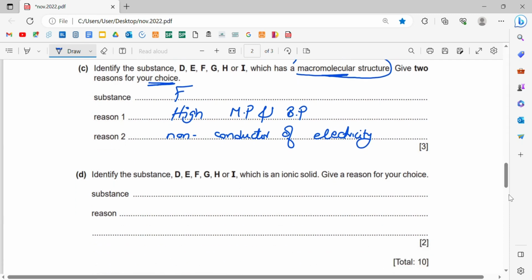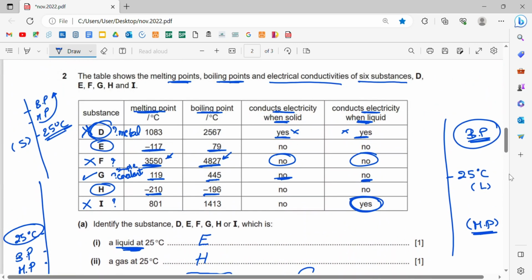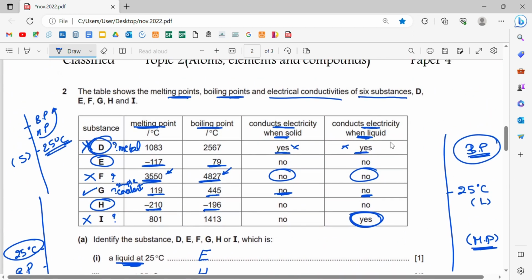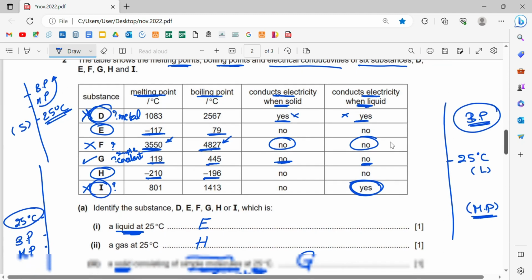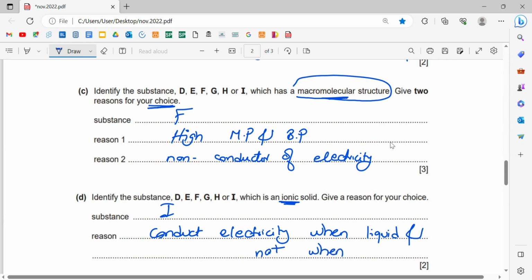Question D. Identify the substance which is an ionic solid. Give a reason for your choice. A characteristic of the ionic compounds is that they conduct electricity when only in the liquid state. So which substance here conducts electricity when it is liquid and not solid? Substance I. So this is a proof that it is an ionic solid. So substance I, the reason is the conduction of electricity when liquid and not when solid.